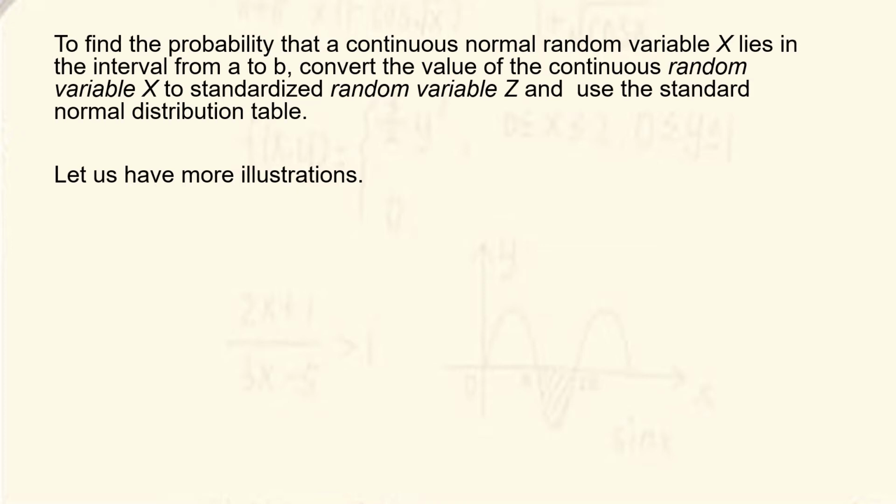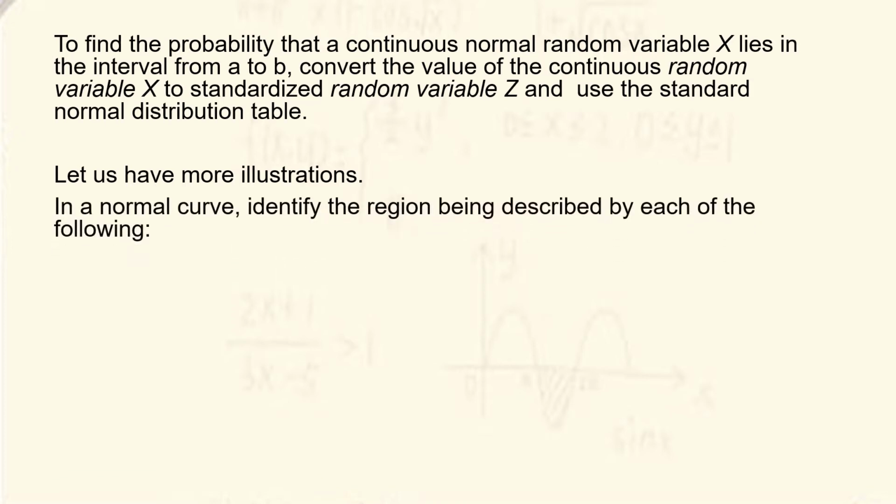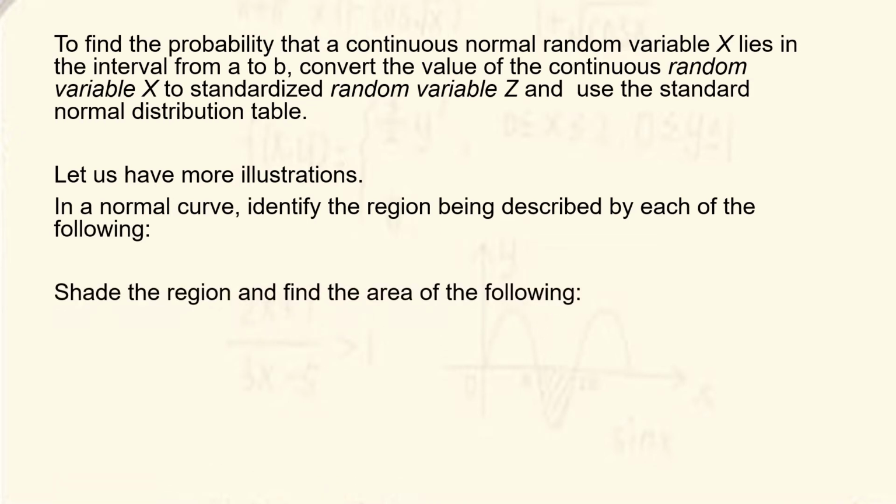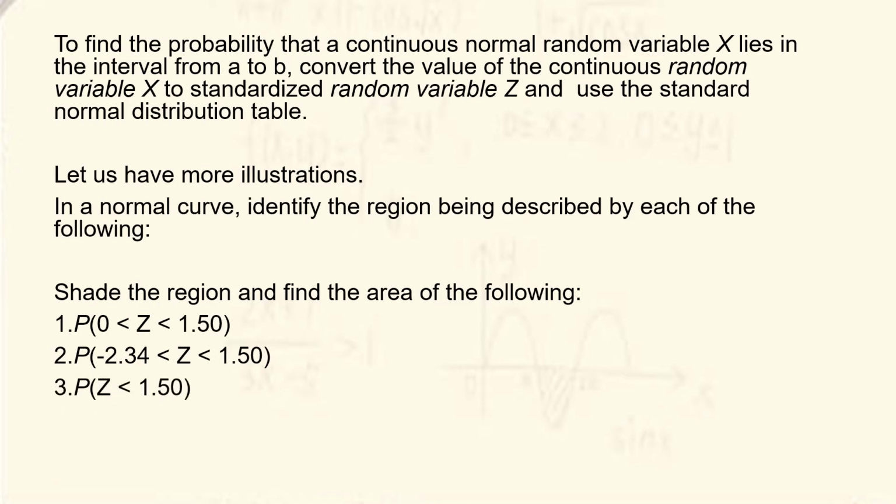Let us have more illustrations. In a normal curve, identify the region being described by each of the following. Shade the region and find the area of the following. Number 1, the probability 0 is less than z less than 1.50. Number 2, the probability negative 2.34 is less than z less than 1.50. Number 3, the probability z is less than 1.50.